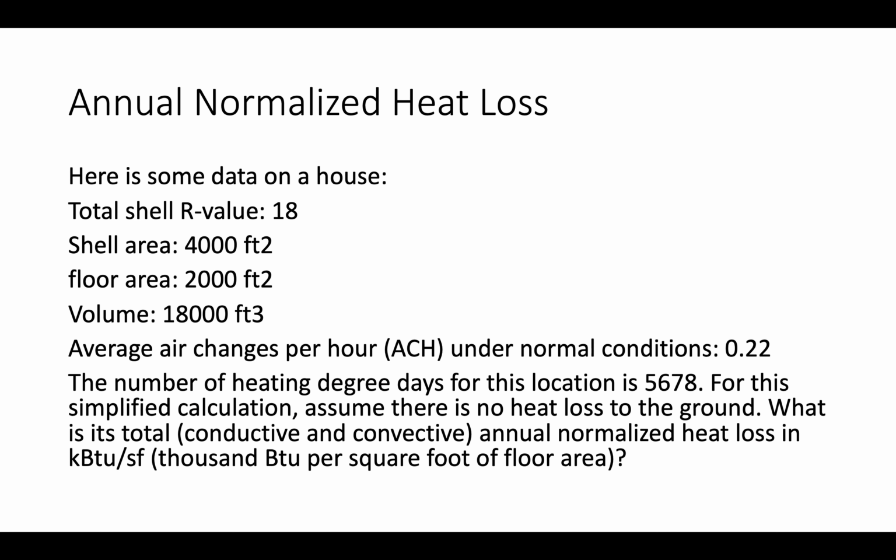Now another question was about a simplified house. Again, the numbers you used would be a little bit different. So we have a total shell R value of 18. In other words, that calculation that we just did in the prior example has already been done for you for the total shell R value, because all of that stuff has already been done. And we have the shell area that's also been calculated for you, or it's been provided. We have the floor area, and we also have the volume.